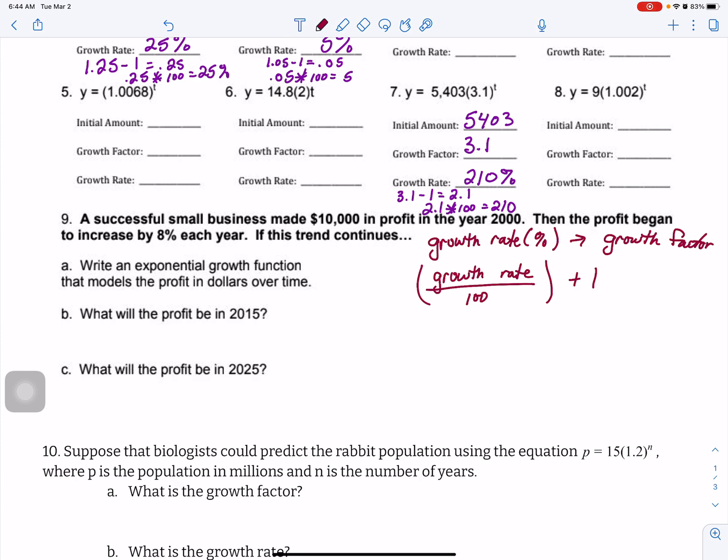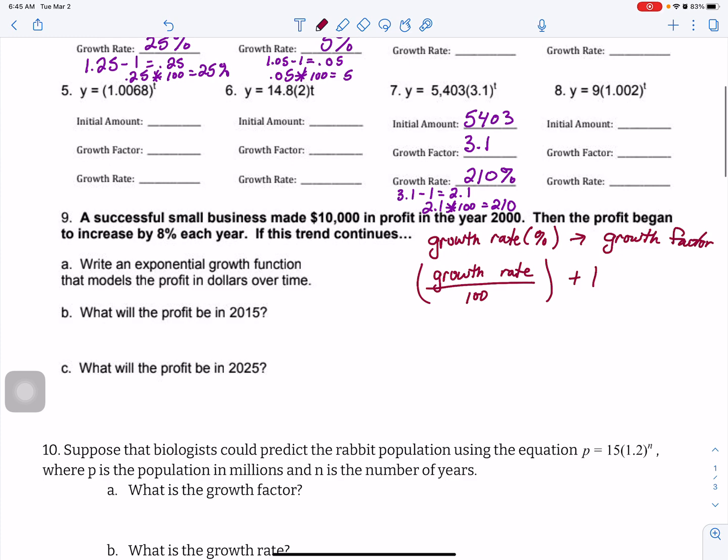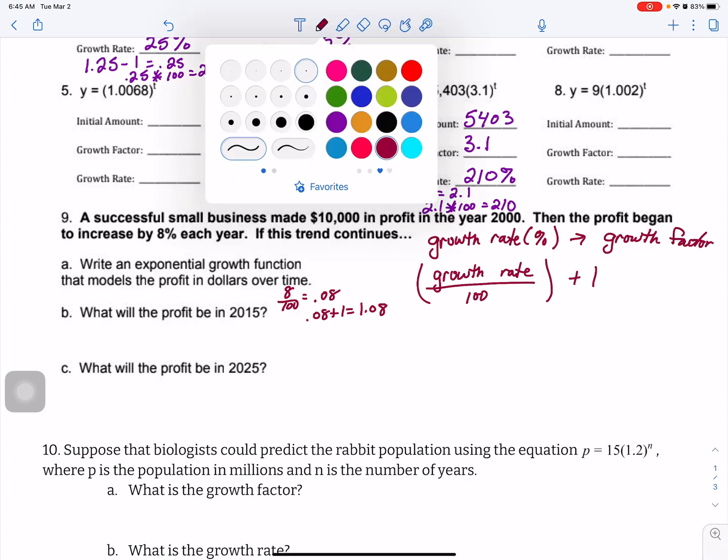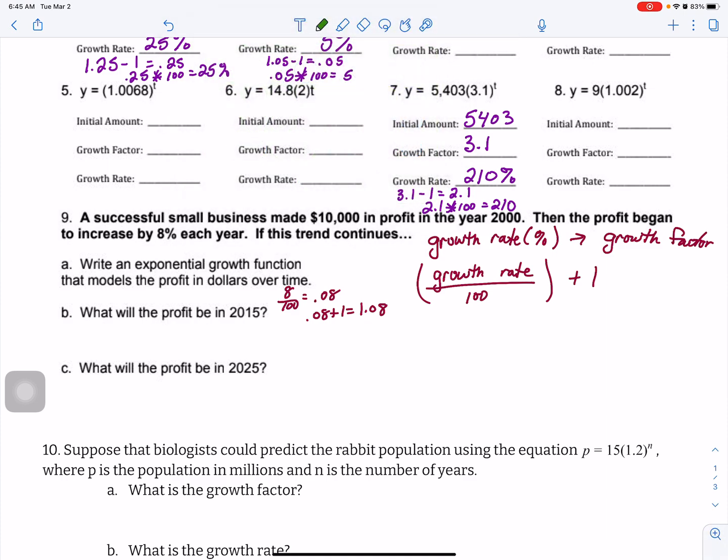So in this case, we have 8%. So I'm going to do 8 divided by 100, which equals 0.08. And then I'm going to add 1, equals 1.08. That's not my whole equation. That is just my growth factor. So my equation, I took all my room for notes. Y equals 10,000 times 1.08 to the power of x. So I'm keeping all my money and adding an 8%.